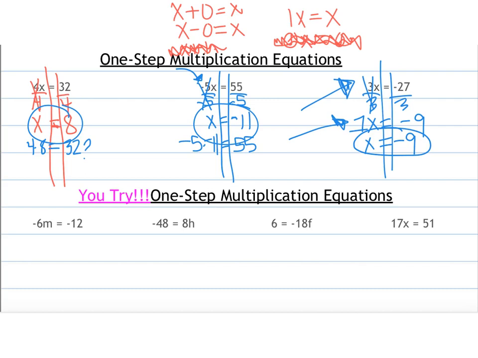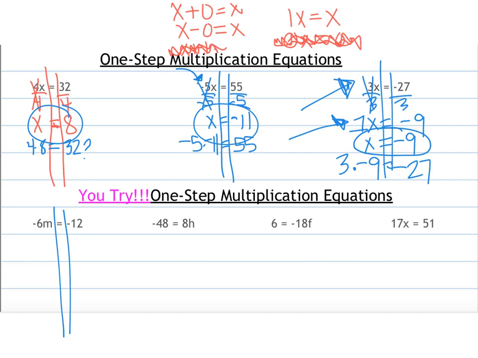And then underneath, you should always have your check. So 3 times negative 9 does equal negative 27. So then we have it circled and we're good to go. All right, do these 4 on your own and come back and check.